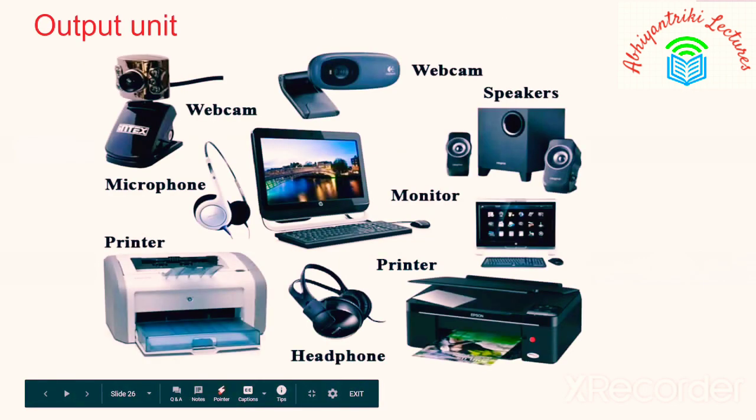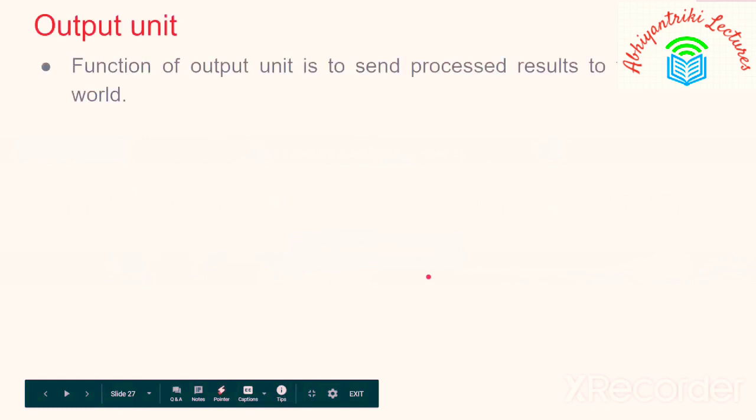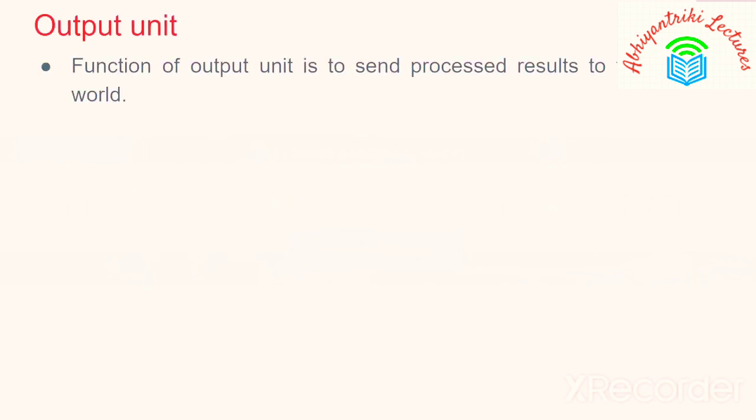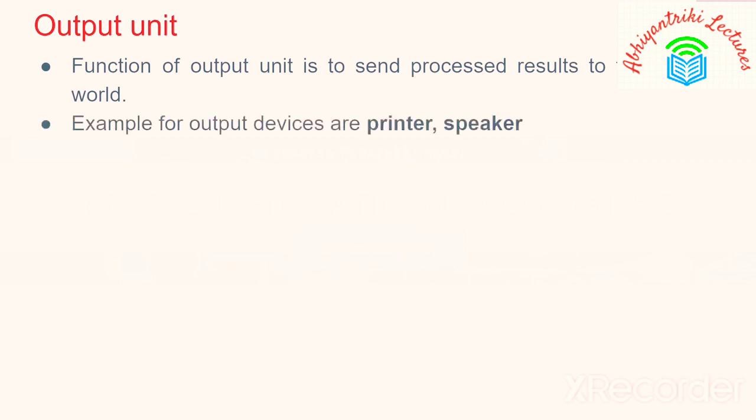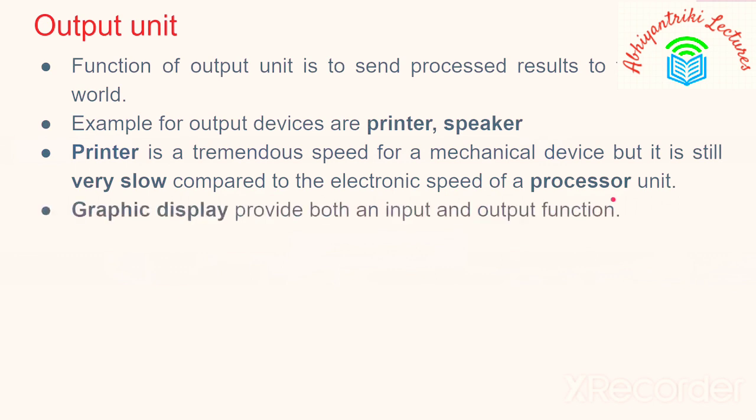Now the output unit. These are the output units: web camera, speakers, microphone, monitor, printer, headphone. The function of the output unit is to send processed results to the outside world. Examples: printer, speaker. A printer has tremendous speed for a mechanical device, but it is still very slow compared to the electronic speed of the processor unit. A graphic display provides both an input as well as an output function.